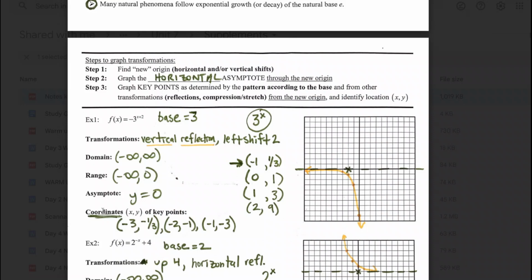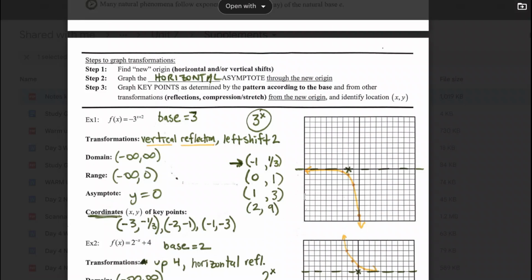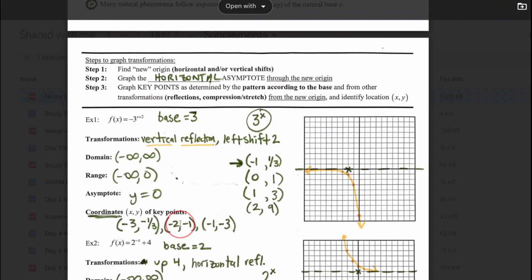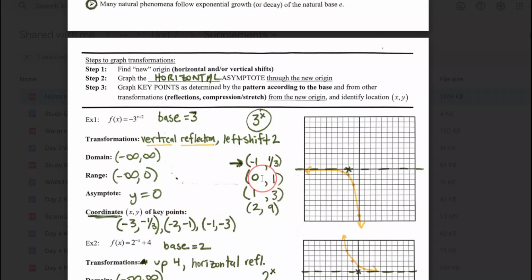Now, when I look at the coordinates, be very careful here. This word is coordinates of the key points. It's not the ones here. It's not relative to the new origin. It's relative to the actual origin. So this ordered pair that I'm trying to highlight right in the middle here is actually left 2 and down 1. That's this key point right here, which goes along with this key point relative to the origin.